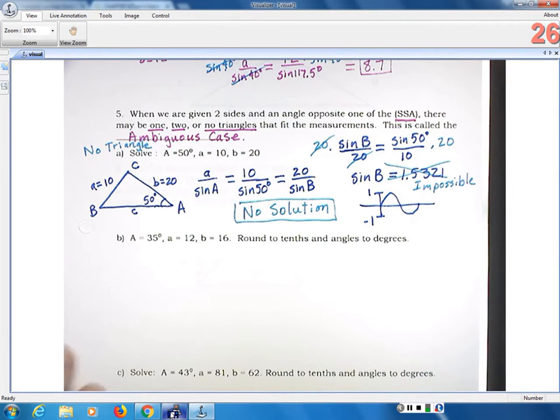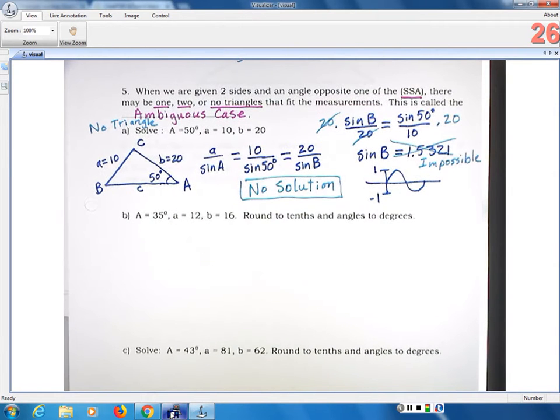All right. Okay, the next example. This example has 2 triangles.